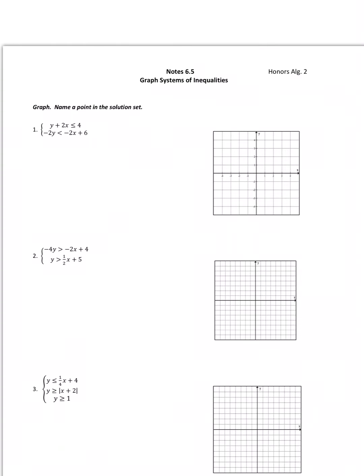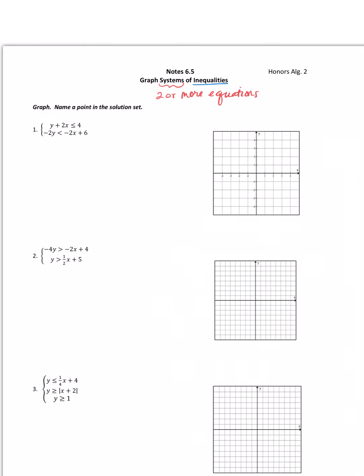All right, today we're going to graph systems of inequalities. So let's remind ourselves, what is a system? A system just means two or more equations. Now, our equations today are really going to be inequalities. So it's going to be putting together a bunch of stuff that we've done together all in one. So let's get after it.